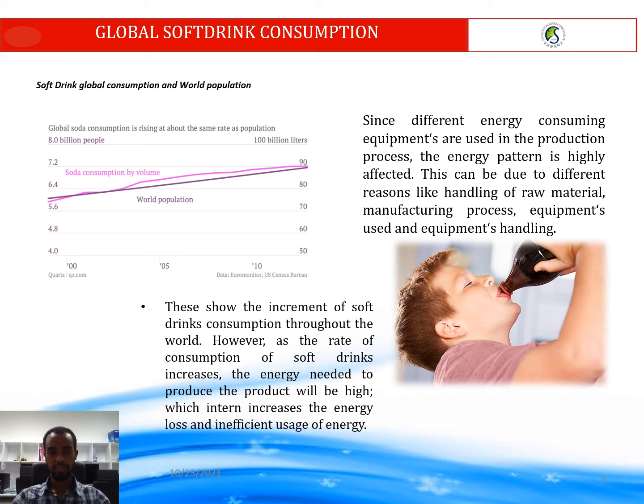Now let's see the global soft drink consumption. As we see from the graph, the soda consumption by volume is increasing year by year as the population number is increasing. Since different energy consuming equipments are used in the production process, the energy pattern is highly affected. This can be due to different reasons like handling of raw materials, the manufacturing process, and equipment handling. So this shows the increment of soft drink consumption throughout the world. However, as the rate of consumption of soft drink increases, the energy needed to produce the product will be high, which in turn increases the energy loss and also inefficient use of energy. So we need to have a solution for this.